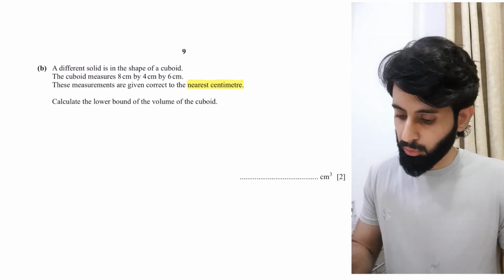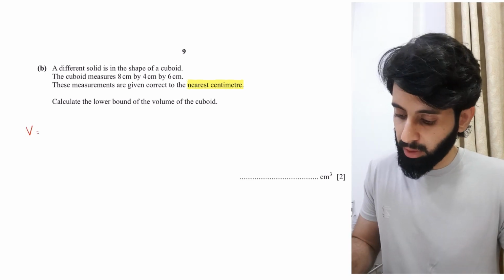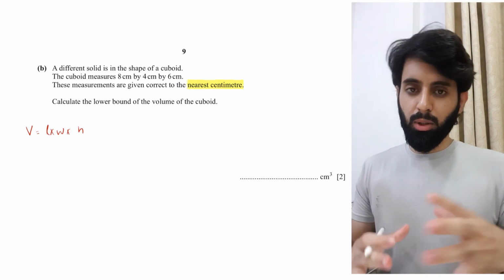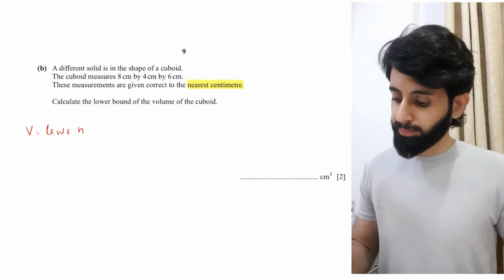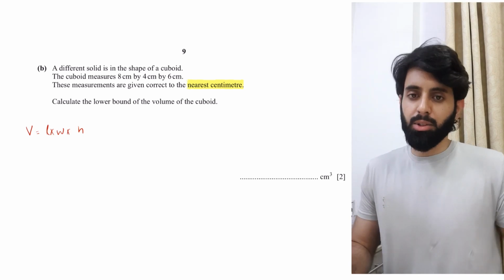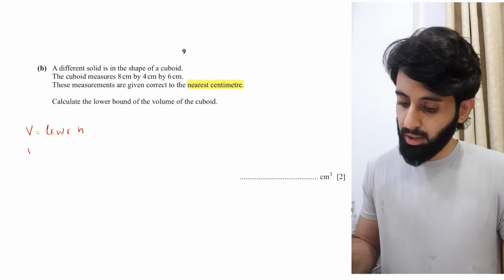Okay, so first of all, volume is basically equal to what? Length times width times height. Now you're multiplying 3 numbers, and you want the result to be as small as possible. So ideally what you need to do is make sure that all three numbers you're multiplying are also as small as possible. So that's what I'm going to do.